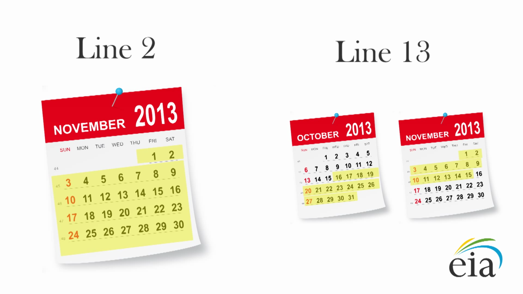Let's use November as an example. Line 2 would represent all of your November volumes, but line 13 would include the second half of October and the first part of November. On average, all of November is colder than the time period covering the second half of October and the first half of November. Because of this, EIA would expect line 2 to be bigger than line 13 for the November report period. And as the weather gets warmer, EIA expects the opposite to be true. Line 2 would be less than line 13.